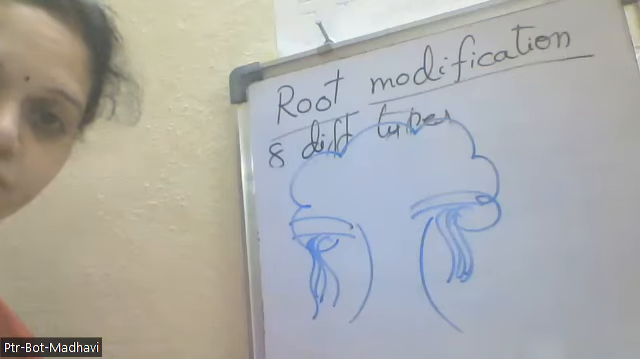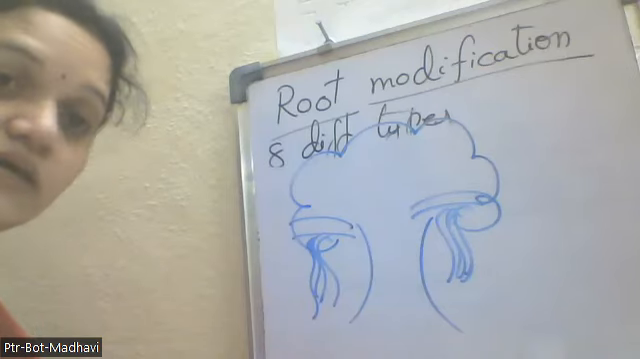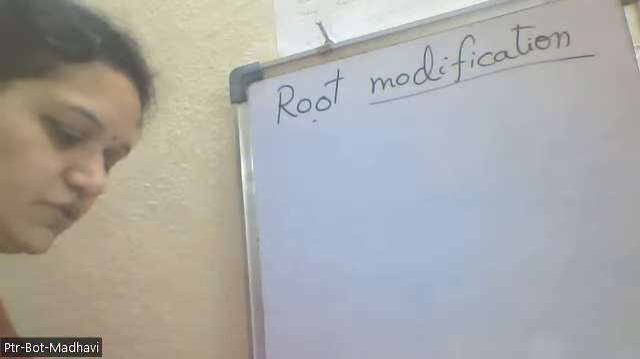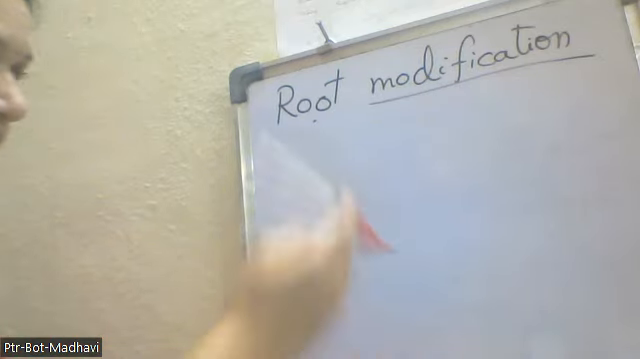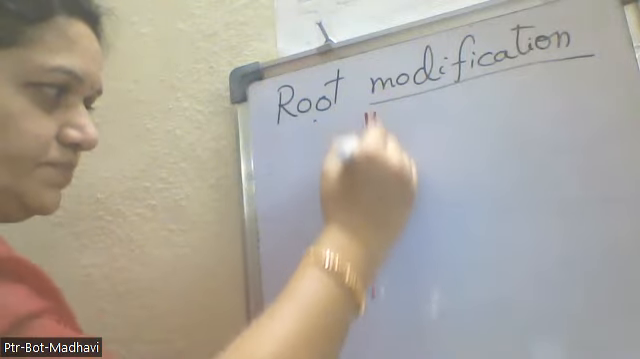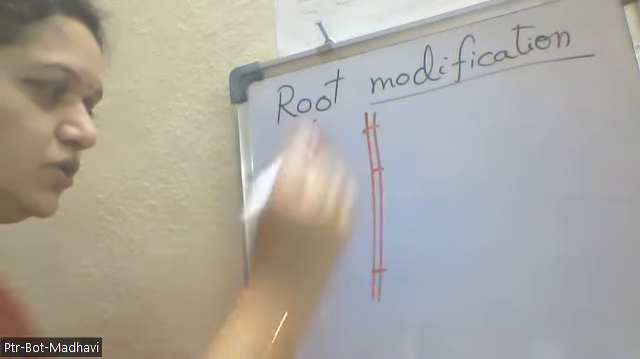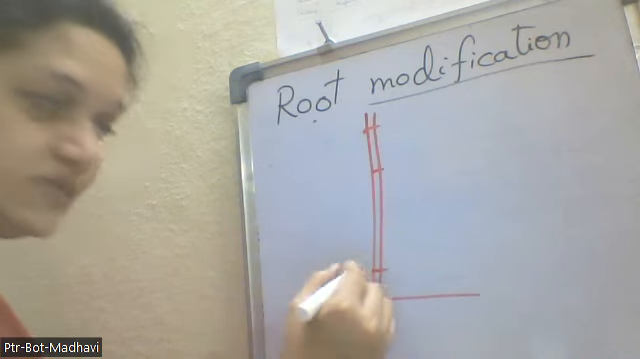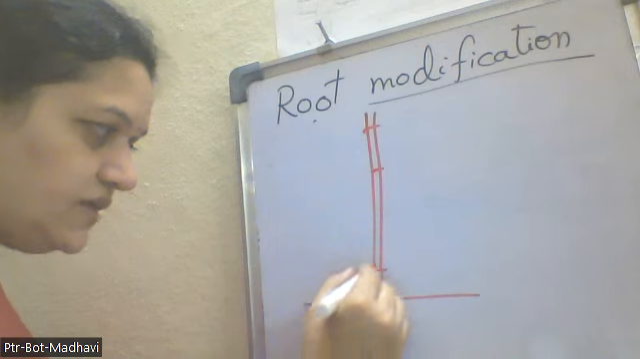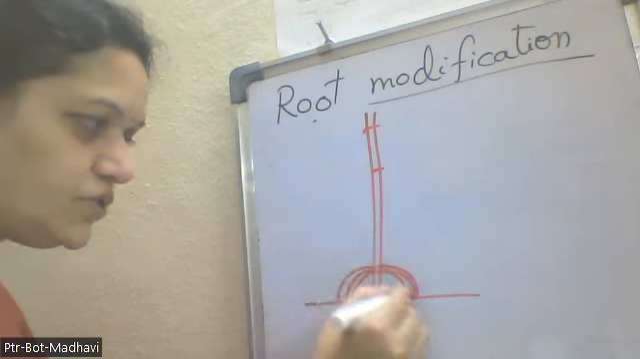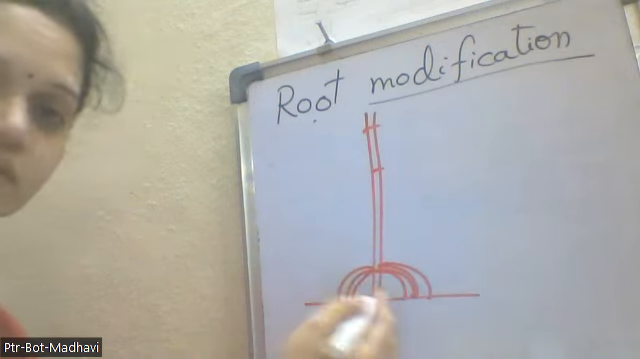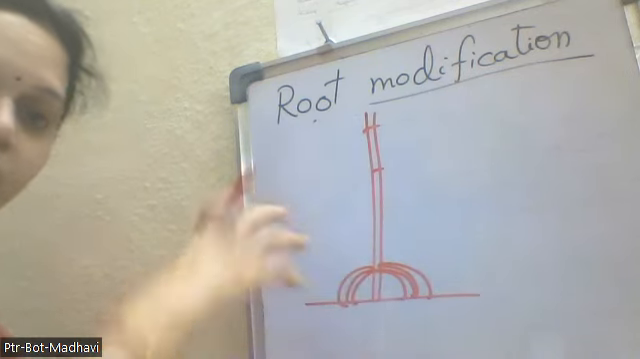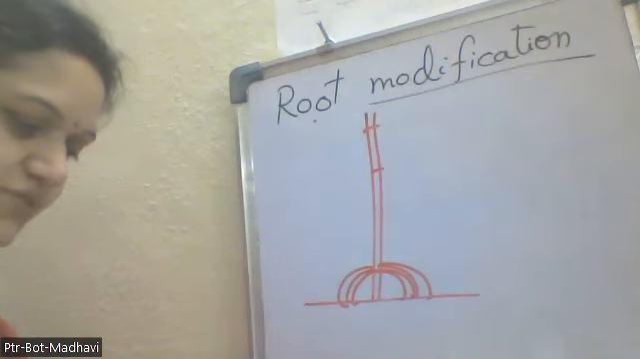This is the banyan tree. Now comes the stilt roots. In the stilt roots, how to draw the diagram? This is the stem, which is having the nodes. From the first node of the unbranched stem, the adventitious roots will arise to fix the plant. That is the stilt roots.